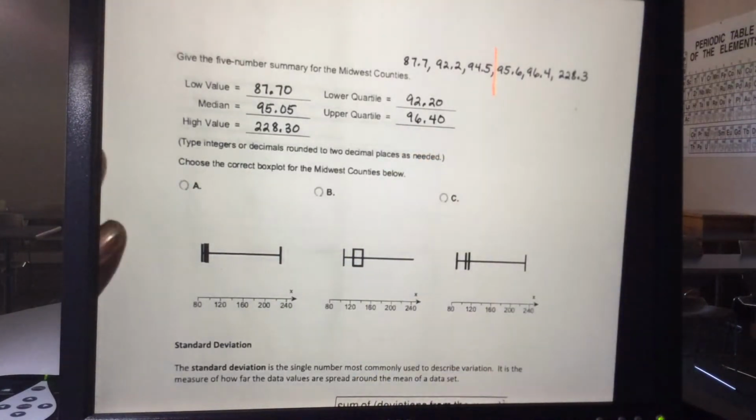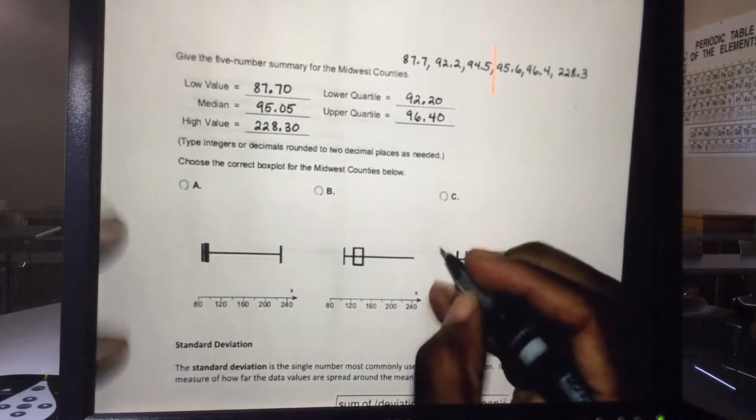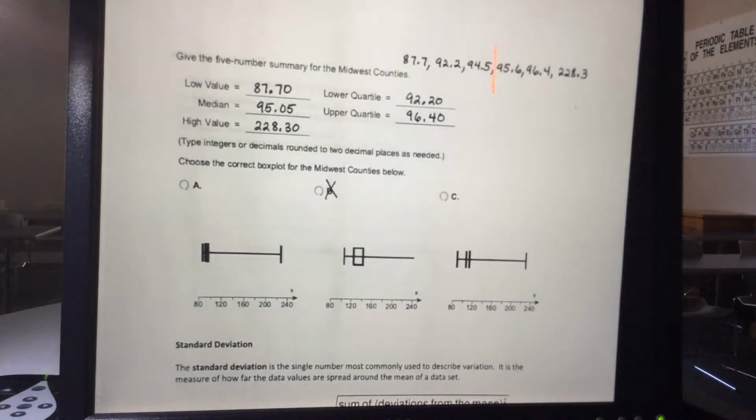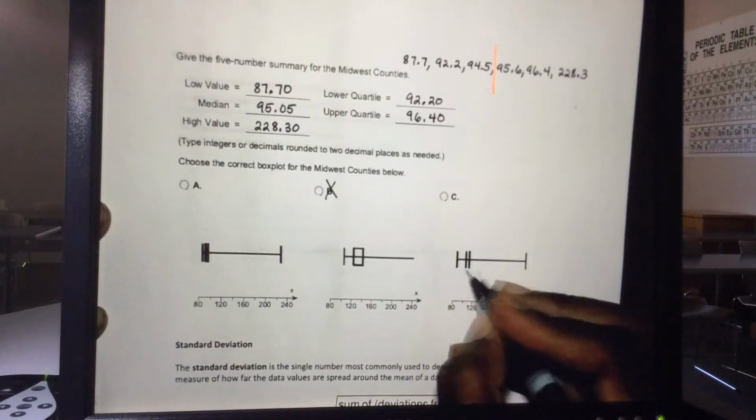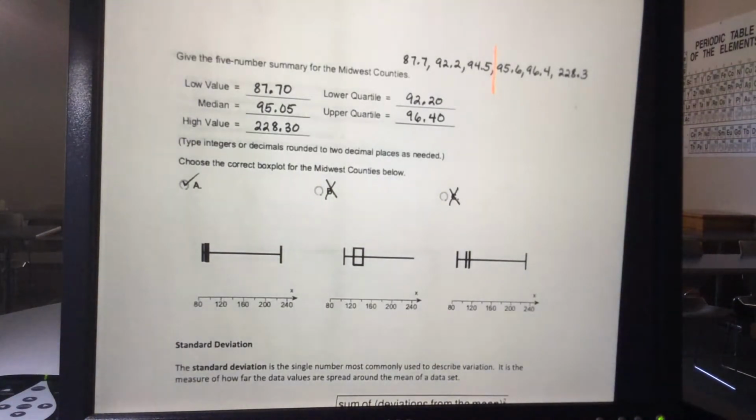And it'll be 96.40. Okay. And now we're going to find the box plot that best fit that 5-number summary. The upper value, the highest value, is missing, so we can leave out B. And look at what C looks like. There's something missing here in that box. The box is not even there in C, so we can eliminate that and choose answer A.